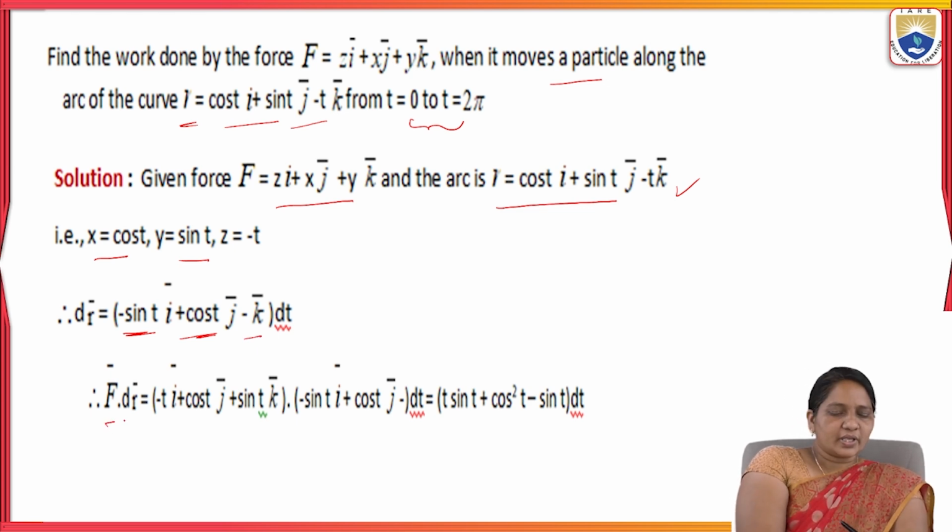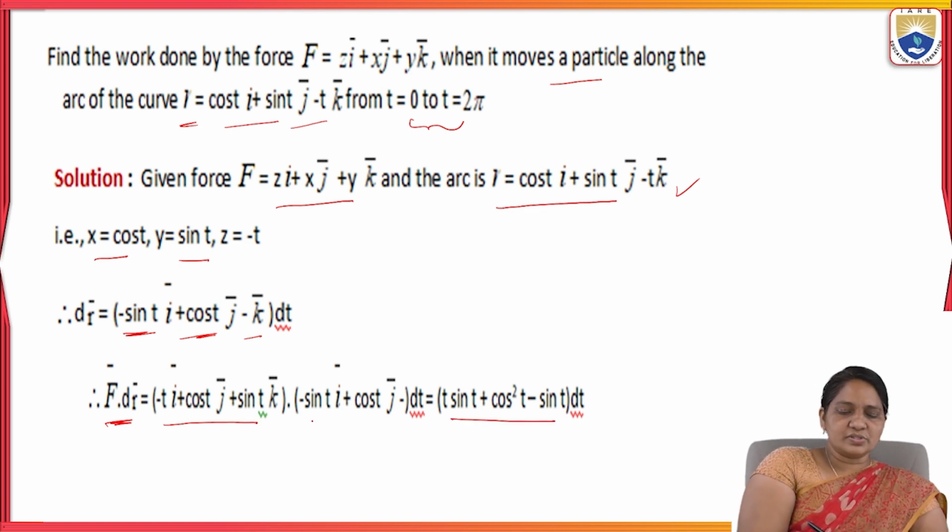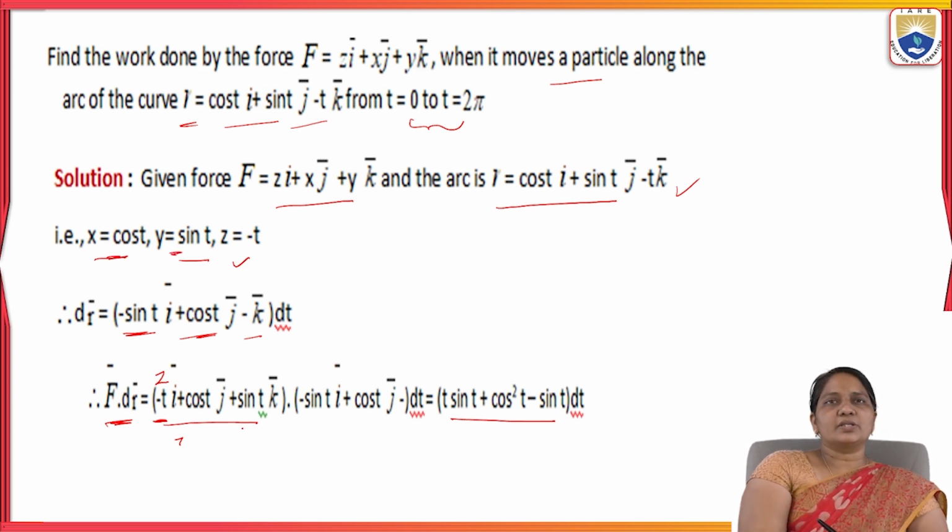So after doing F bar dot dr bar, here F bar is the given value, zi. So what is the z value here? Minus t. So zi means minus t into i. Next xj means cos t, so cos t into j. Y is sin t, so sin t into k, dot dr bar. So what is the dr bar? We are replacing it with minus sin t into i plus cos t into j minus k into dt.